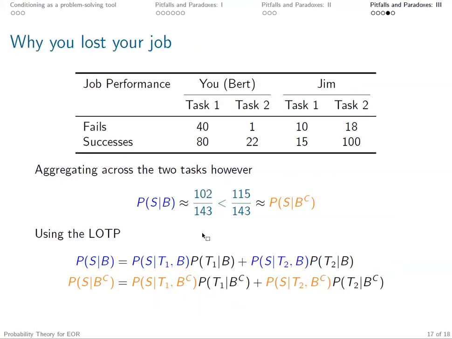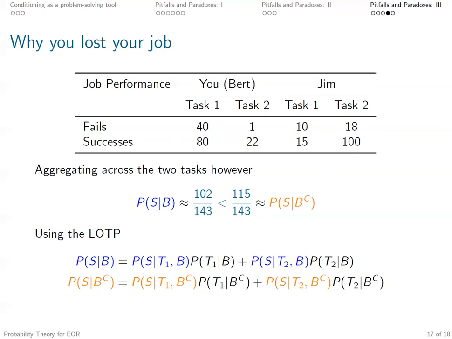However, if we aggregate across the 2 tasks altogether, the conditional probability of success given Bert is doing the job is unfortunately lower than the probability of S given Jim is doing the job. Well, what goes wrong here? You can pause your video here and think if you can figure it out yourself.